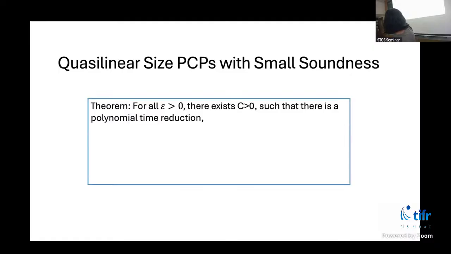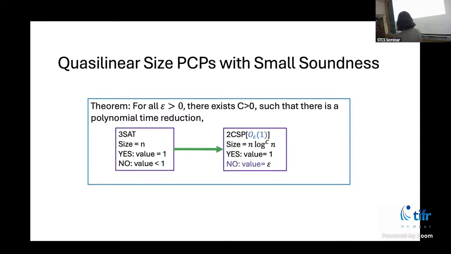Okay, so stated in this language, we can put in all the quantifiers now. Suppose you want a target epsilon for your soundness. For all epsilon, there is some large constant C such that we can reduce 3-SAT with value 1 to 2 CSP with value 1, and in the no case value less than 1 goes to value epsilon. Whereas the blow-up in the size is n polylog n, where the exponent of the log depends on the error you're shooting for. And also the alphabet depends on it. Alphabet dependence is poly 1 over epsilon.